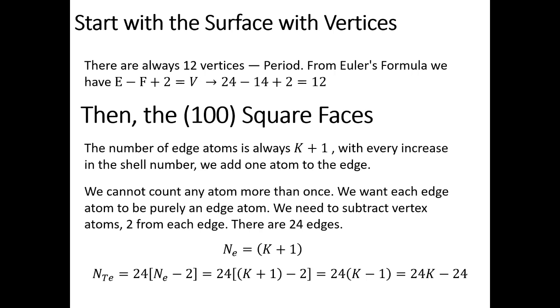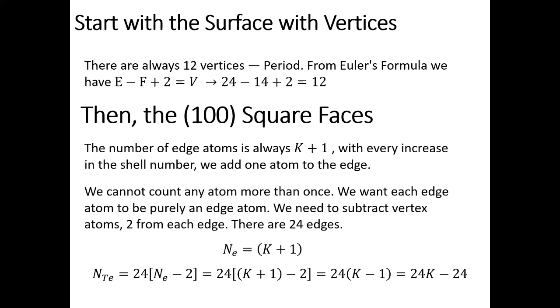Okay. We cannot count any atom more than once, however. So we want each edge atom to be purely an edge atom. So we need to subtract vertex atoms from each edge. So there are 2 vertex atoms on each edge. Now this is what I mean by the method of brute force. This is just observation and induction, right? Inducing the next step from the top down. So the strategy is based on this. We have k equal to 2, and then do the induction on k. Yeah, that's basically it in a nutshell.